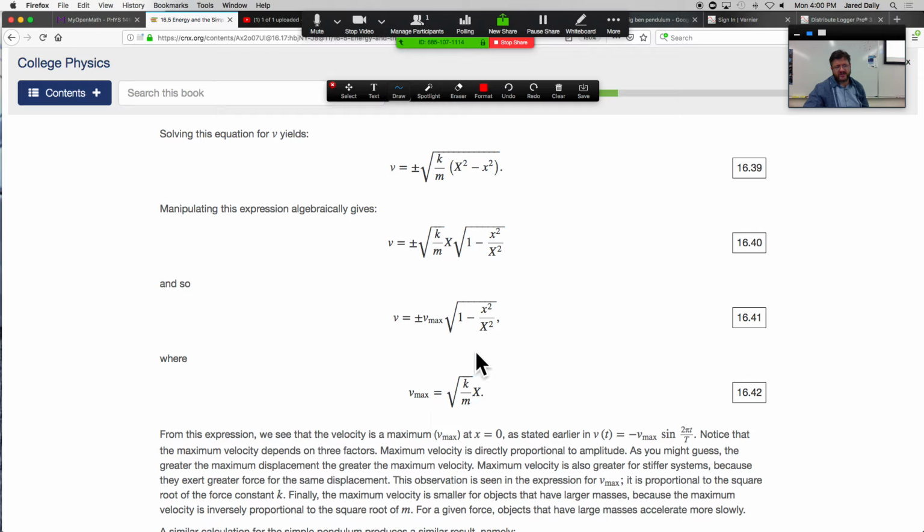You can calculate the velocity, you can know the spring constant, you know the mass, and you know the total distance displaced.